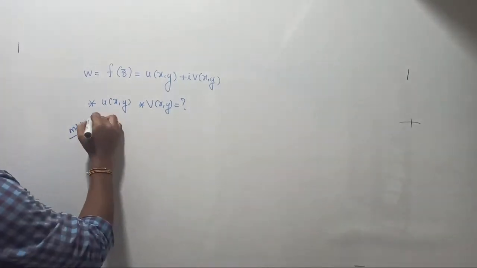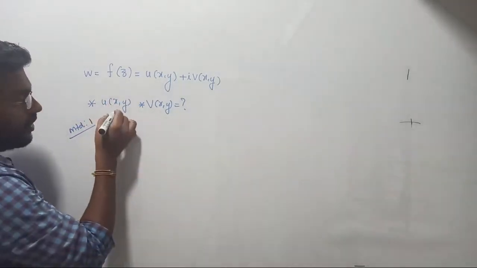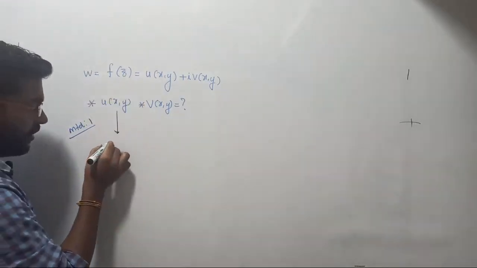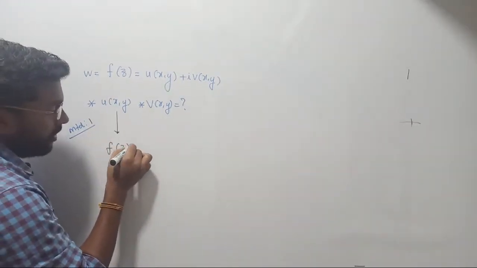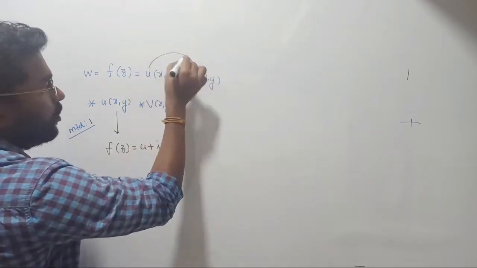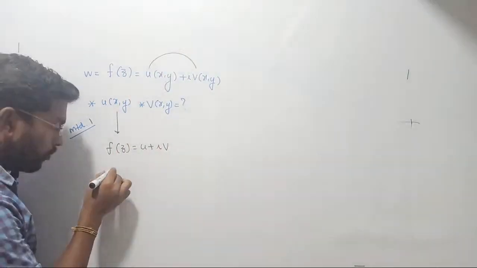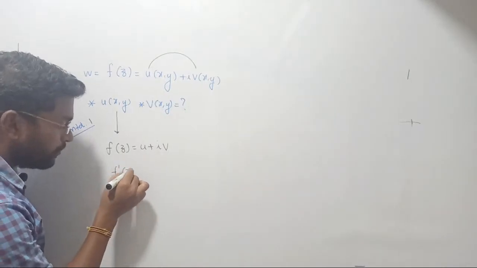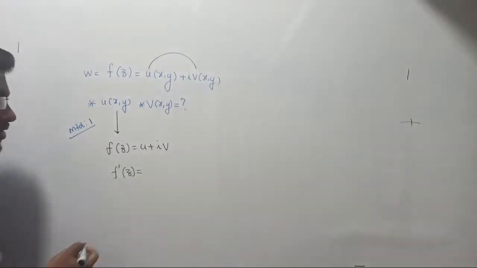Function u is given. Since u is given, we all know, let us write: f of z can be written as u plus i into v. Do you all agree with me? Yes, it can be written as u plus iv only, f of z. Now, just let me know, what about f dash of z? So let me write like this.